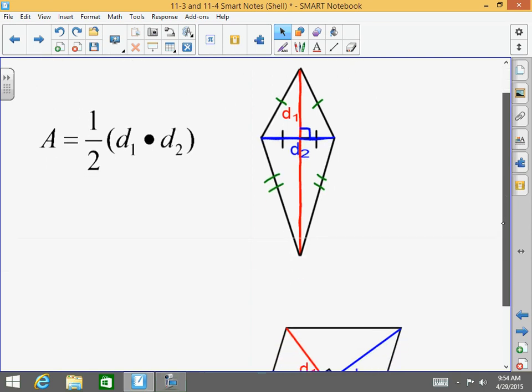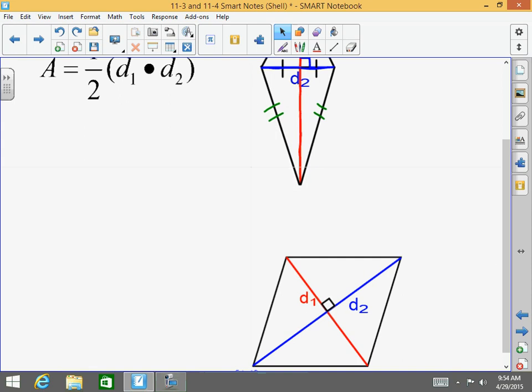Now, rhombus. We have learned before that a rhombus is like a parallelogram and like a rectangle, and that you find the area of a rhombus by doing base times height. A lot of times, most of the time, they are not going to do that for you. Instead, you're going to use the exact same formula as the kite. Diagonal 1 times diagonal 2 divided by 2.